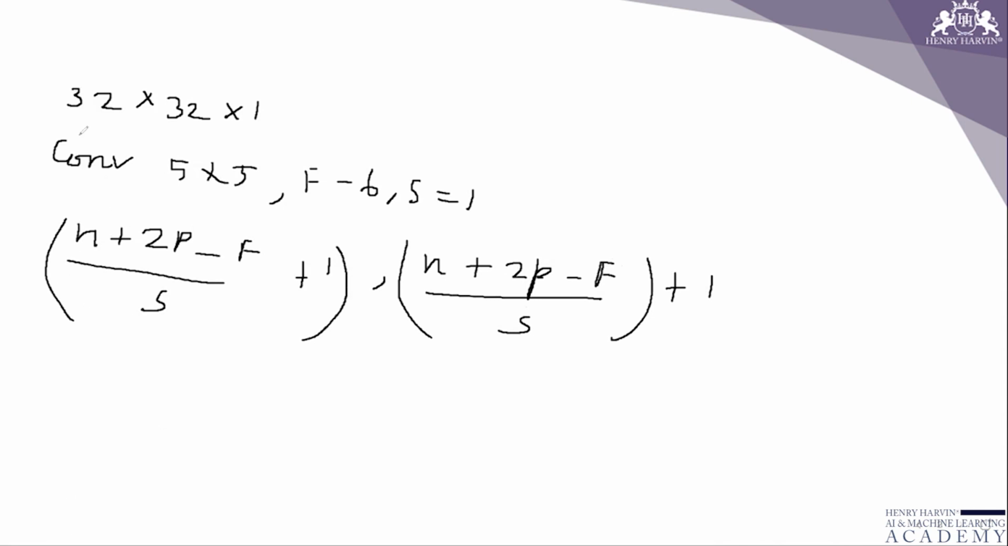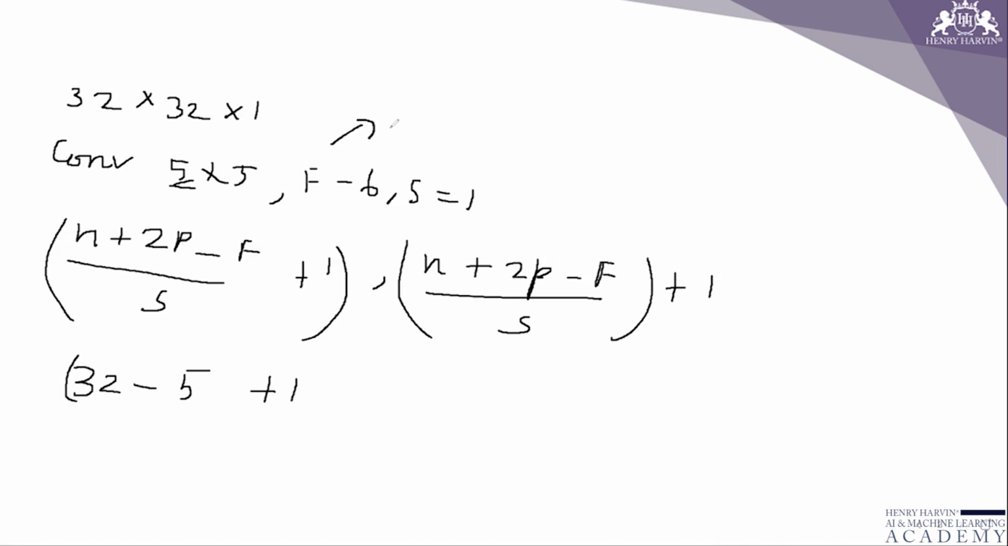What was the input image size? That was 32. Here there is no padding, so this term goes 0, minus the filter. Striding is 1, so this becomes 1. Similarly, the same over here. So n plus 2p minus f. Here we have seen that this convolution has f equal to 5. Sorry, let me make the change now. Sorry for that. So 32 minus 5.